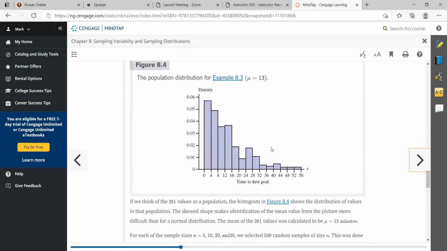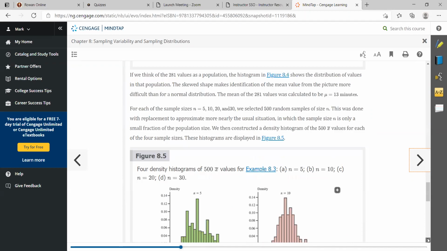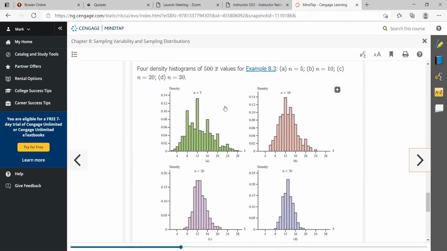Now here's a case where the population distribution is not normal. It is skewed to the right, pretty obviously skewed to the right. Suppose we took 500 samples of different sample sizes, starting again with 5, 10, 20, and 30. Notice that for 500 samples of size 5, and the population is skewed right, this doesn't look that normal. It looks somewhat normal, but not normal. It still looks skewed to the right, not as bad as the population.